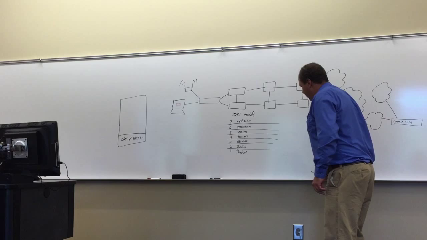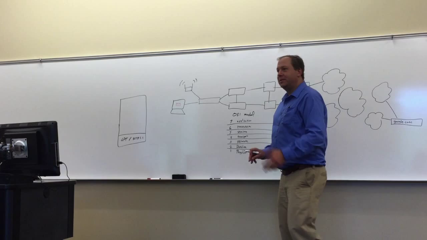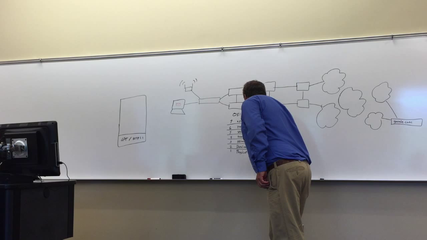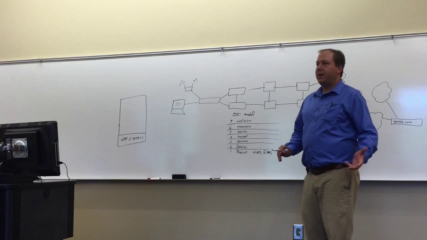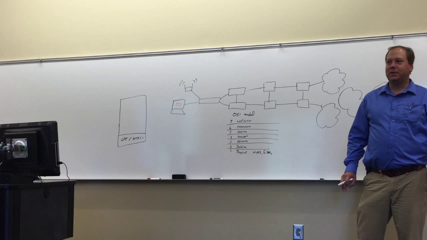Starting with physical, the physical part of the network. What is the physical part of the network? Wires, fiber. What are some other physical things that carry network data? You're just speaking of the devices as well? No, we're just talking about the stuff we're going to send it down. Okay. So wires, fiber, there's at least one more. Radio waves? Yeah, radio frequency.